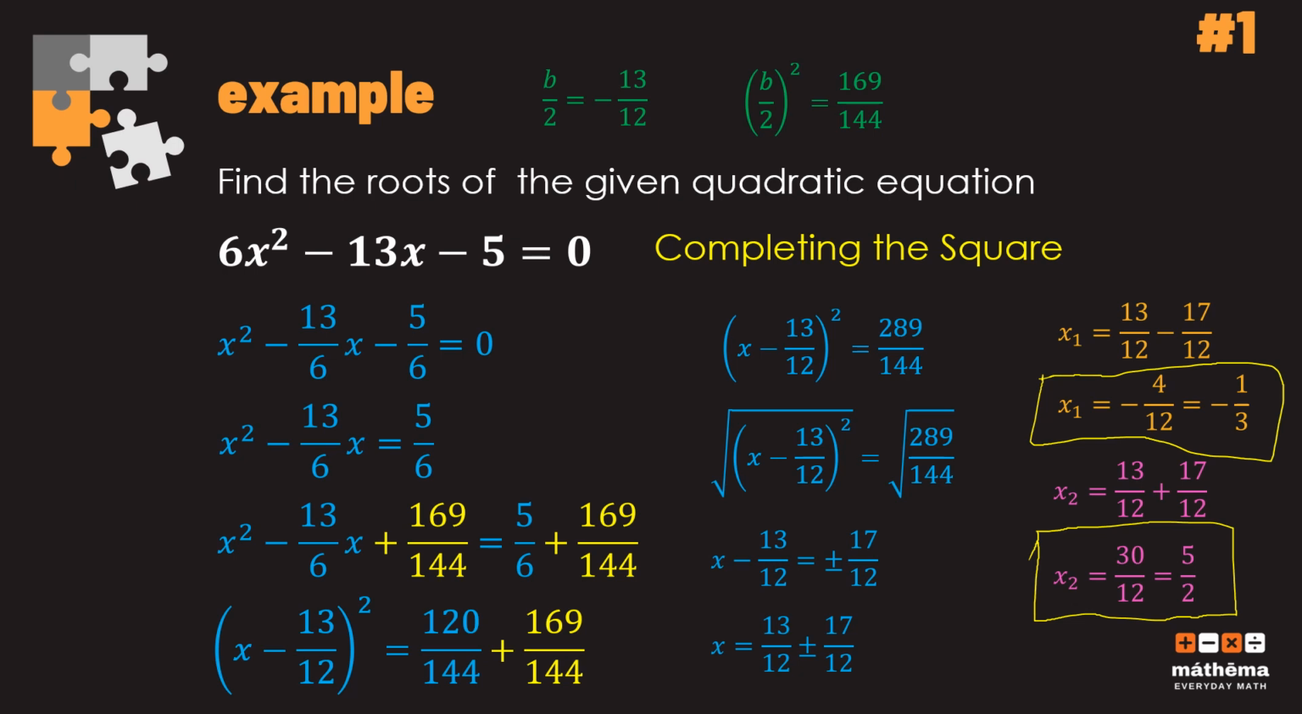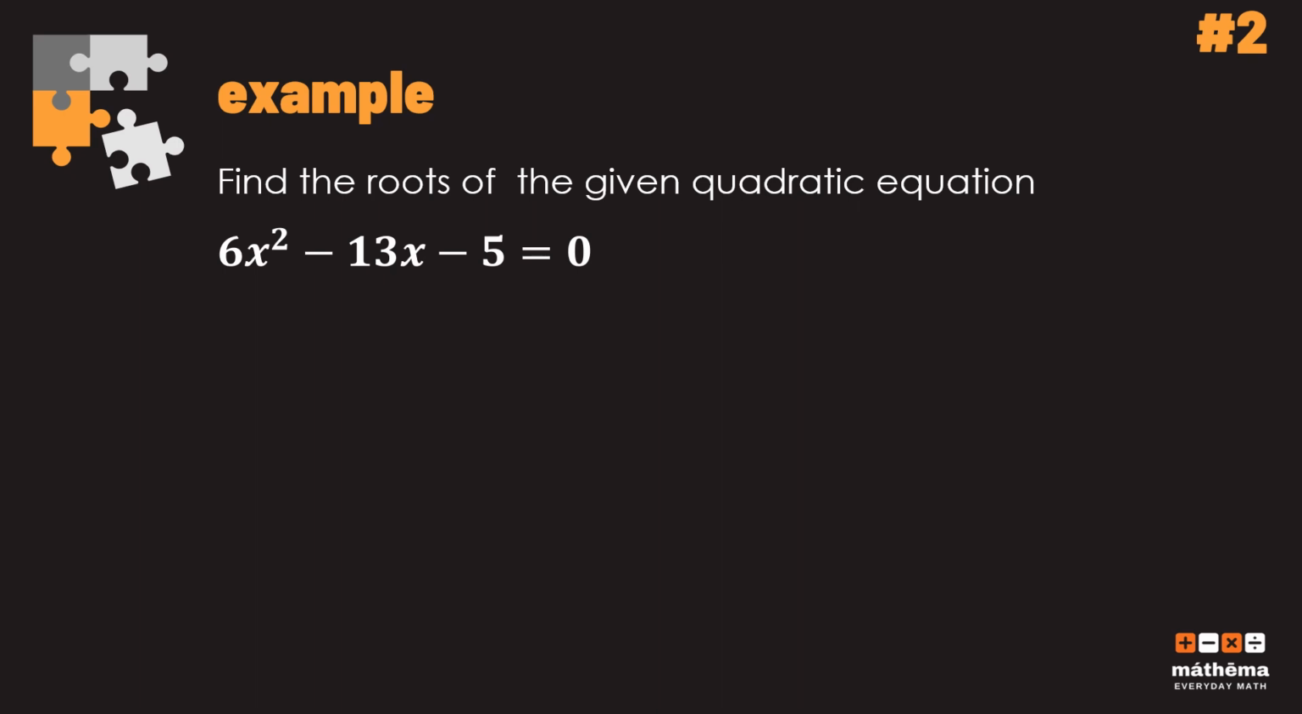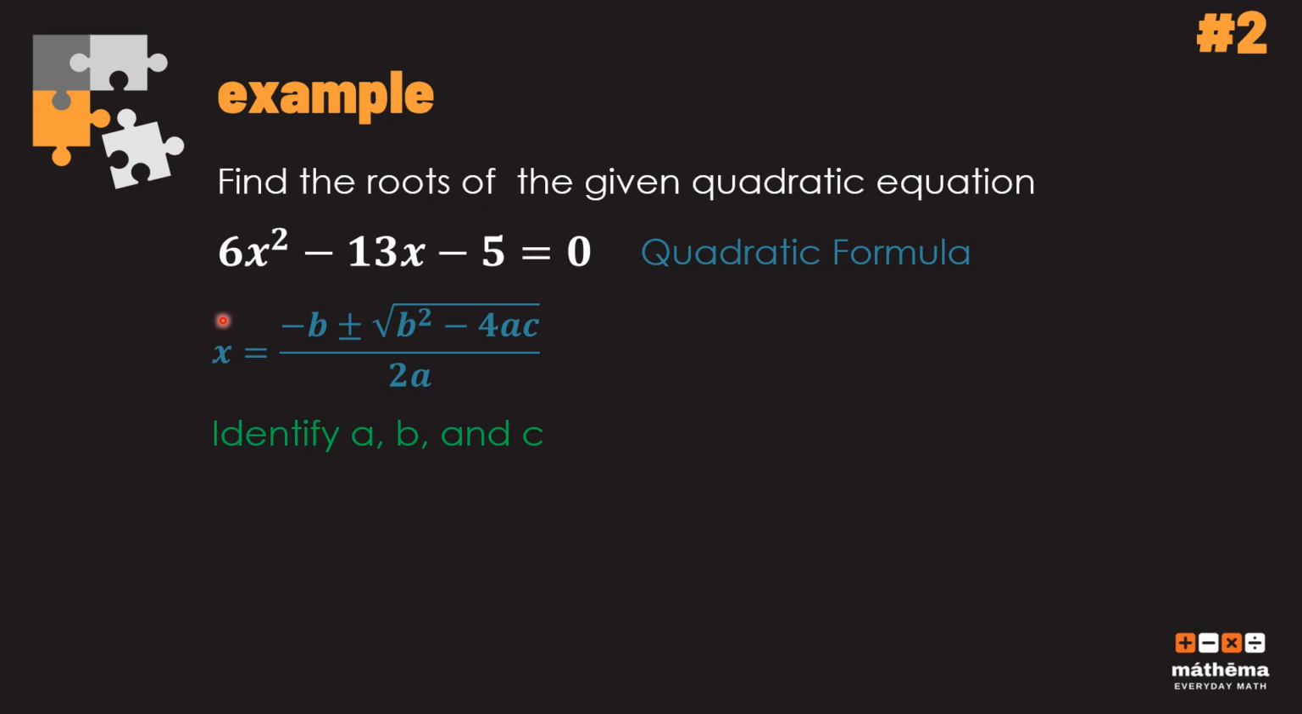So again, the quadratic formula. We are to expect that when we use the quadratic formula, we will end up with negative 1/3 and 5 over 2. The quadratic formula is simply this one: x is equal to negative b plus or minus the square root of b squared minus 4ac, all over 2a. So again, we are going to identify our a, b, and c. Our a again is 6, our b is negative 13, and our c is negative 5.